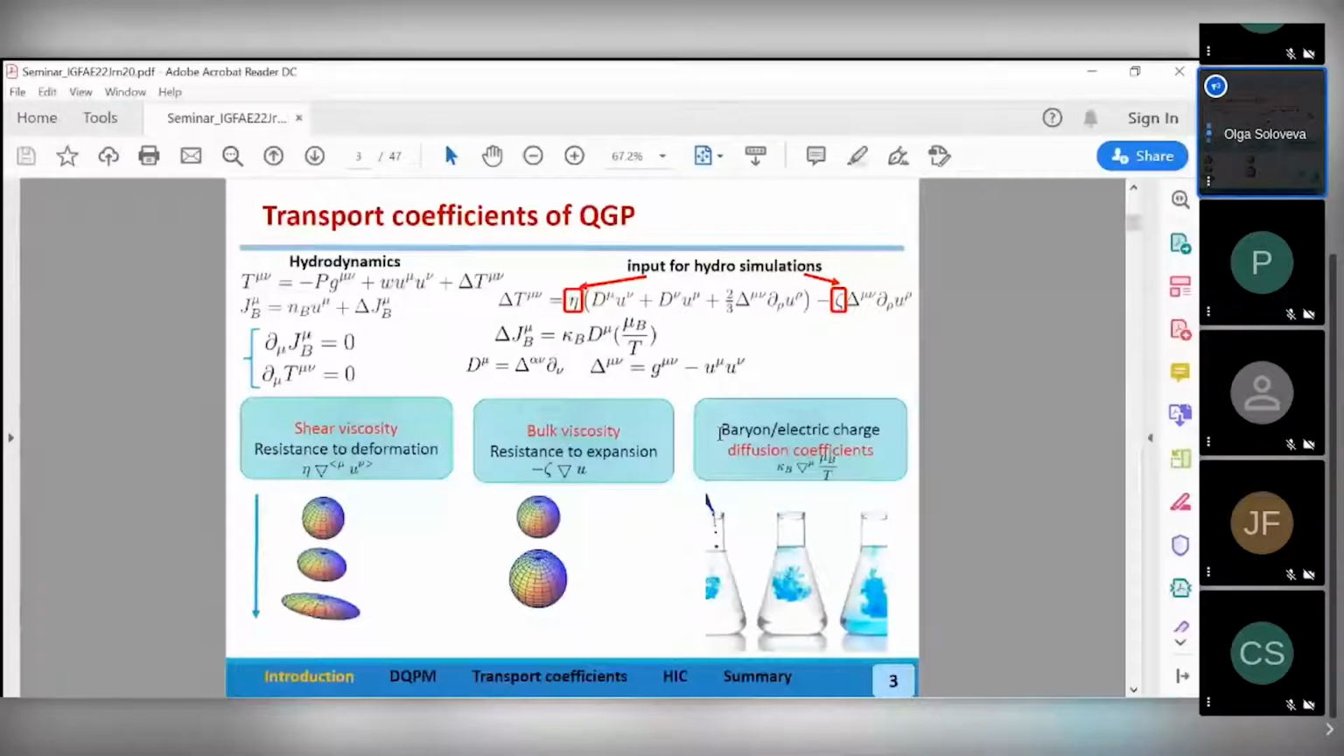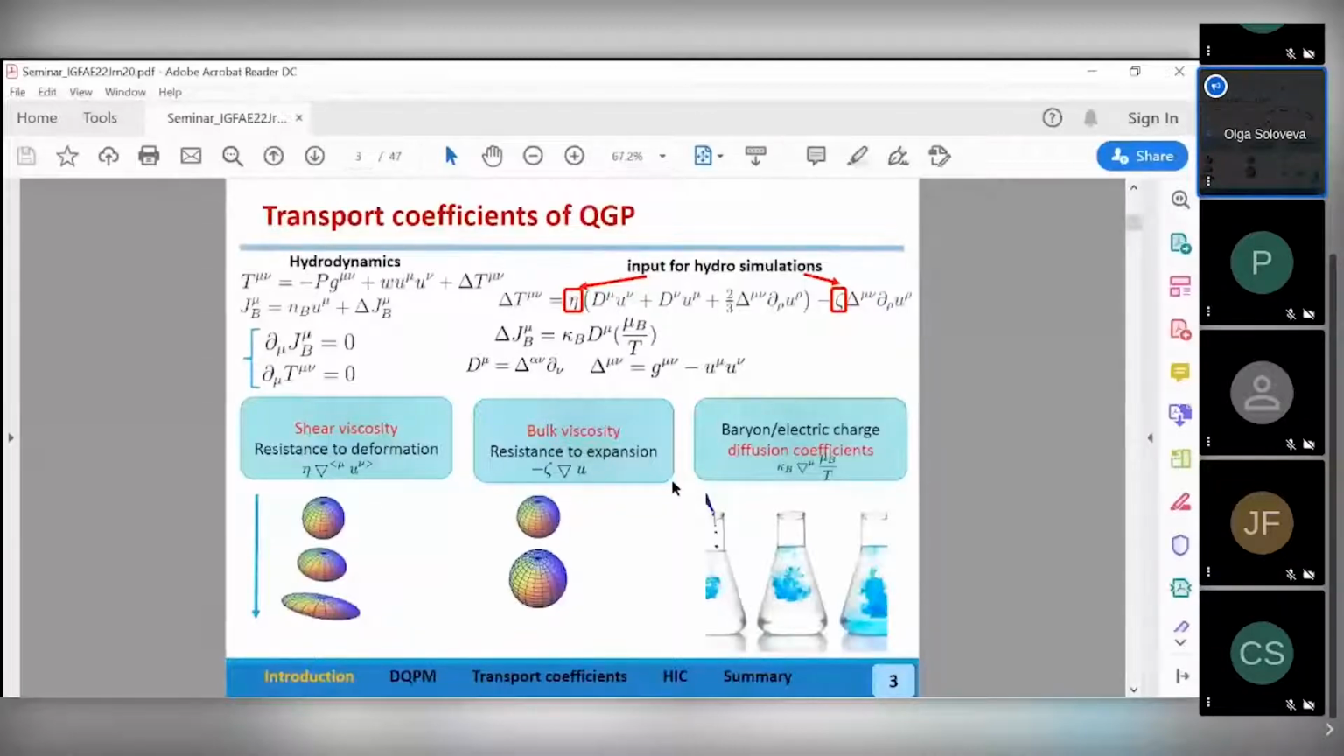For example, shear viscosity shows resistance to shear strain, or in other words, resistance to the deformation of shape, in the simple case where the shape deforms while the volume is constant. Bulk viscosity, on the other hand, is related to the fluid expansion rate, and shows resistance to the expansion.